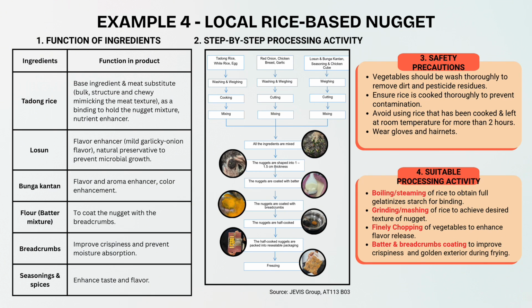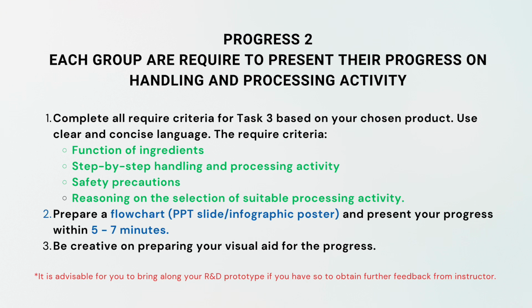The task for this progress session requires students to present their progress on handling and processing activity involving their food product. Kindly complete all required criteria for Task 3 based on your chosen product and prepare a flowchart. Then present your progress within 5-7 minutes. Be creative in preparing your visual aid for the progress. It is advisable to bring your R&D prototype if you have, so as to get further feedback from the instructor.